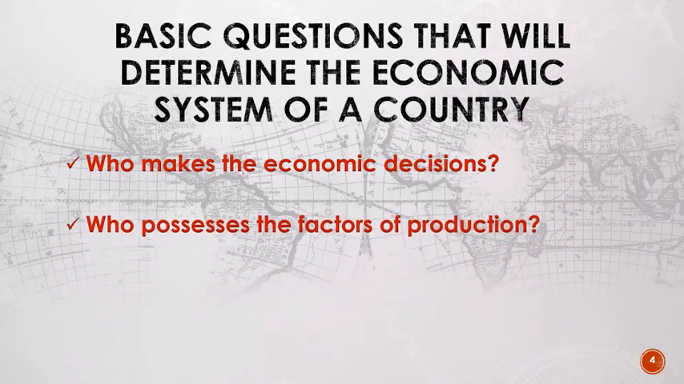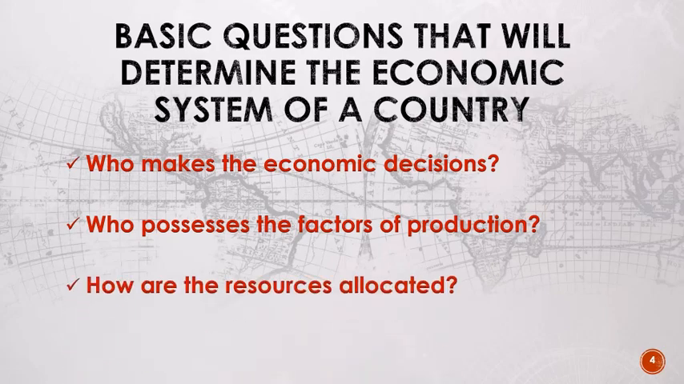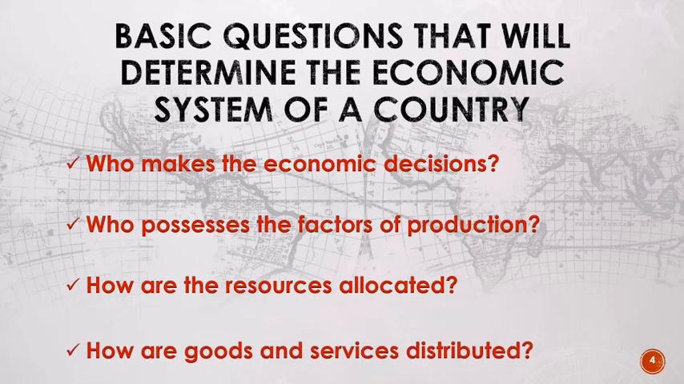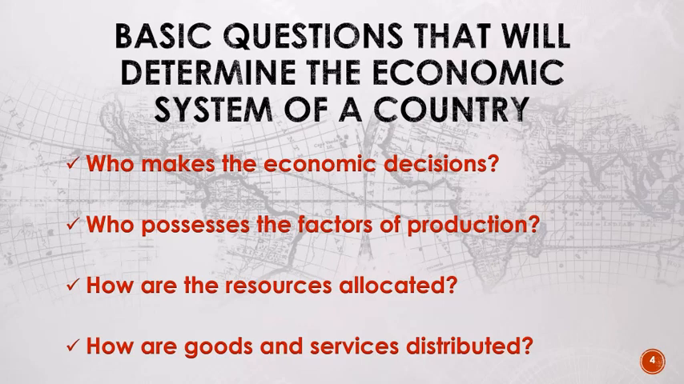The next question is who possesses the factors of production? Now, factors of production is a term that should immediately ring a bell in your head because we dealt with this in Form 1, and this is actually what we will recap in the rest of this presentation. The third question is how are the resources allocated? In other words, how are the limited resources that the country has allocated to produce specific goods and services? And then the last question is how are the goods and services distributed? In other words, who buys the goods or who enjoys the services and at what price?